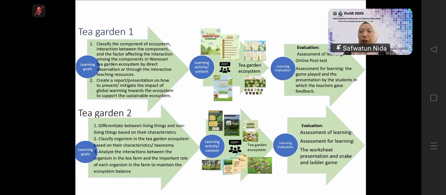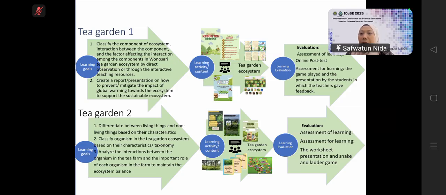Okay, moving to the third site. The third site is Tea Garden, located in Malang area. For the first group, the topic is ecosystem interaction among living things in the ecosystem. And here are the activities the student teachers designed for the junior high school students. The first one, students access the flipbook and play Bio Uno cards and Eco Patch, which identify the components of the ecosystem and the interaction between the components based on the Wonosari Tea Farm ecosystem.